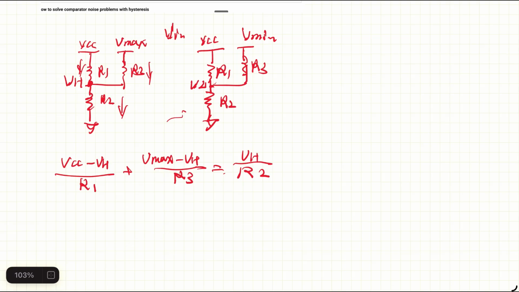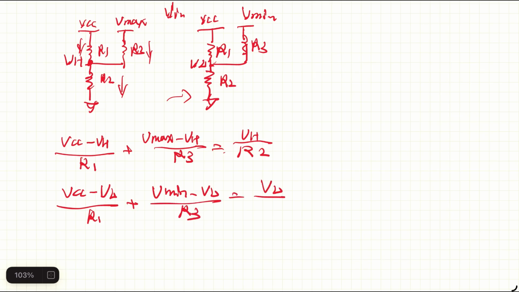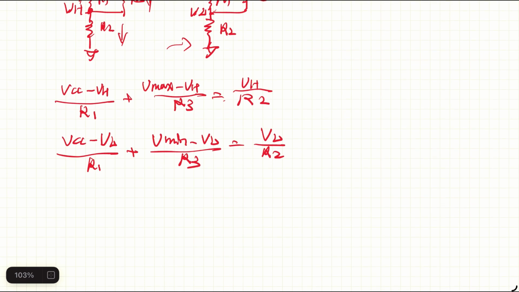So by the same idea for this circuitry, we have this equation: (VCC minus V low) over R1 plus (V max minus V low) over R3 equals V low over R2. And to simplify these two equations, we just use one equation. Let's use equation 1 to subtract equation 2.